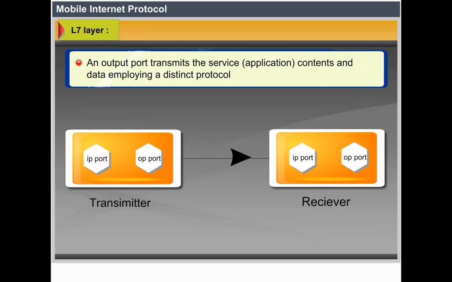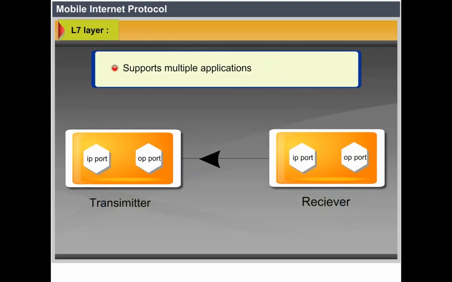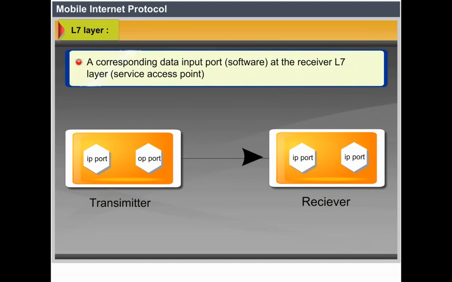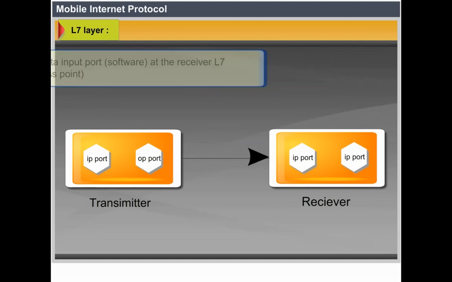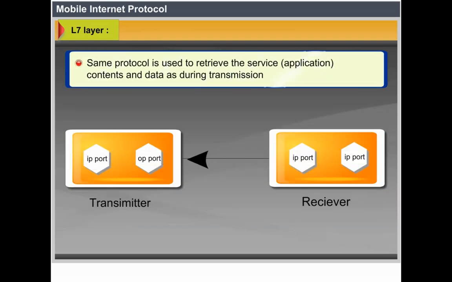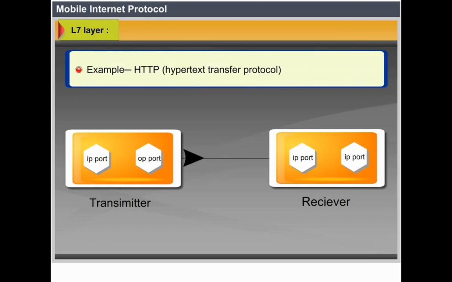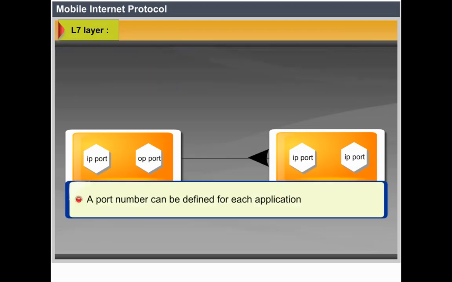An output port transmits the service application contents and data employing a distinct protocol. Example: HTTP, Hypertext Transfer Protocol. A corresponding data input port software at the receiver L7 layer is the service access point. The same protocol is used to retrieve the service application contents and data as during transmission. Example: HTTP, Hypertext Transfer Protocol.